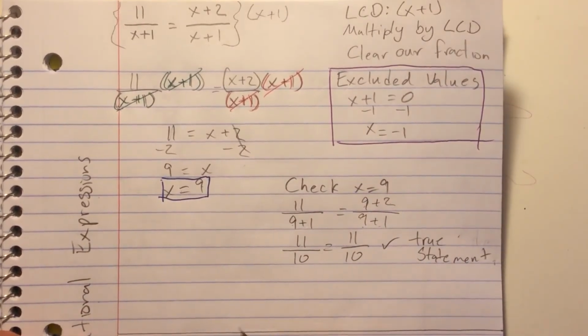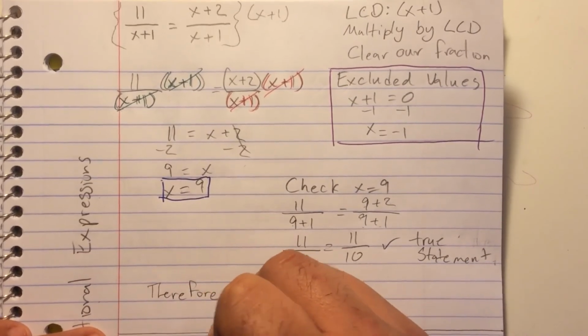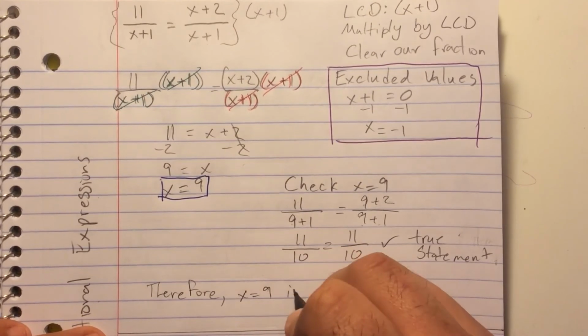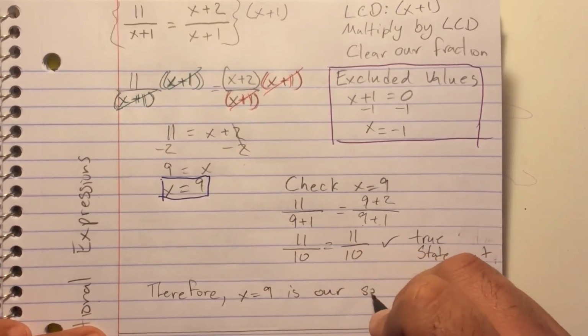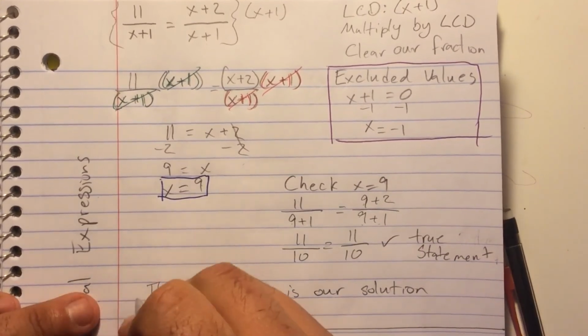So we go straight to our conclusion. We have therefore, comma, x equals 9 is our solution. Go ahead and box this off as well.